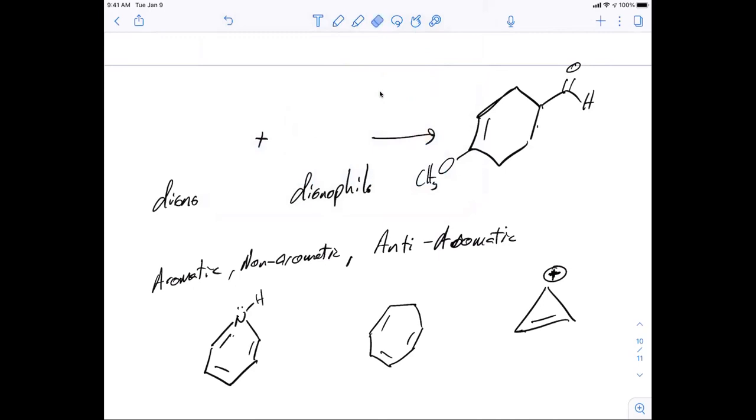Oh, sorry. You can either have the lone pair or the proton, but you can't have both. Sorry about that.